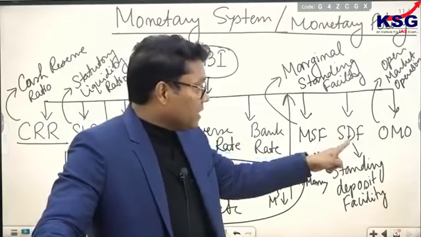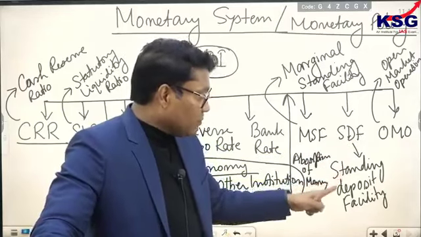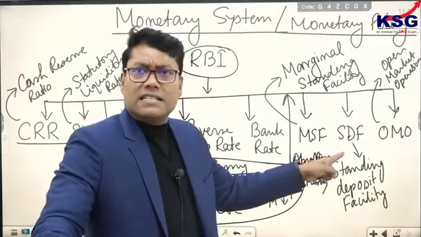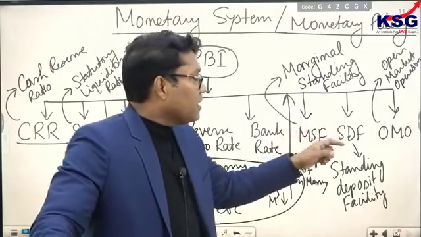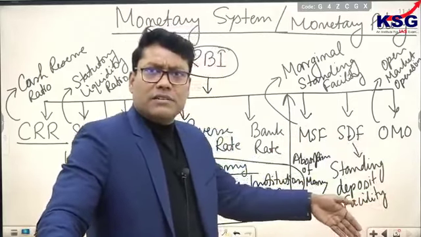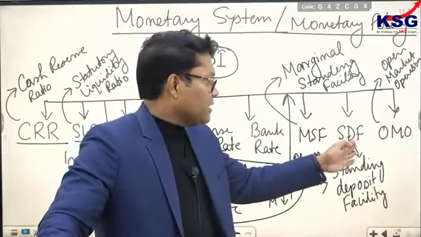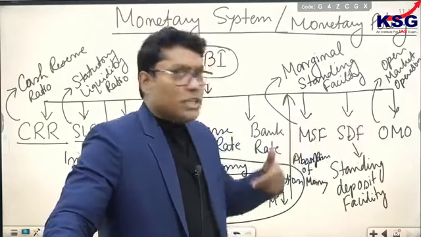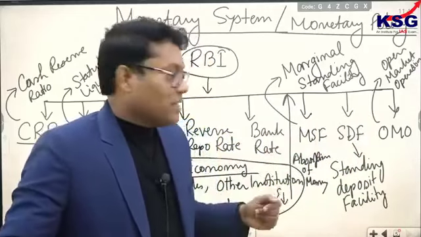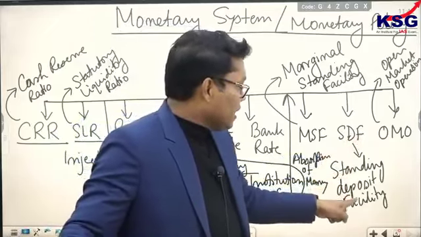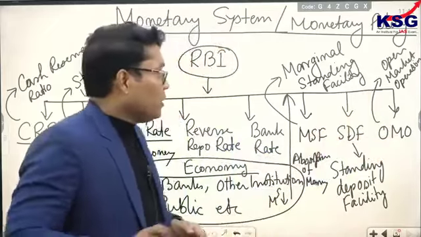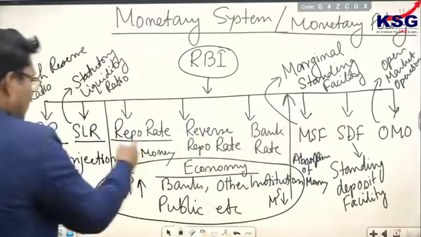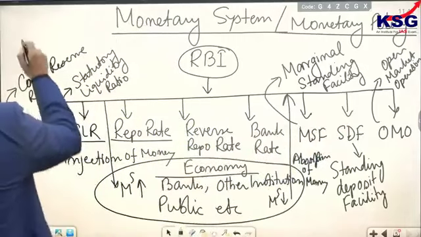SDF is the standing deposit facility. It just recently started, in April. They started SDF last year; today it's 2023, so you can say last year. SDF means standing deposit facility. Next one is OMO, open market operations. So these all are known as monetary policy instruments.